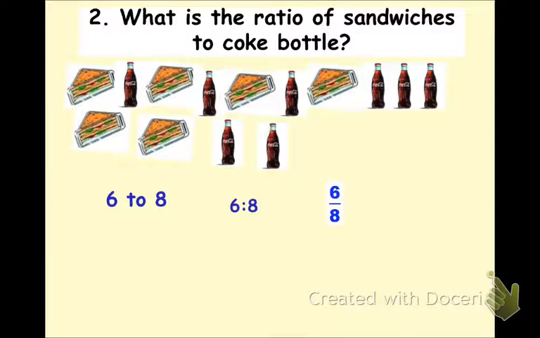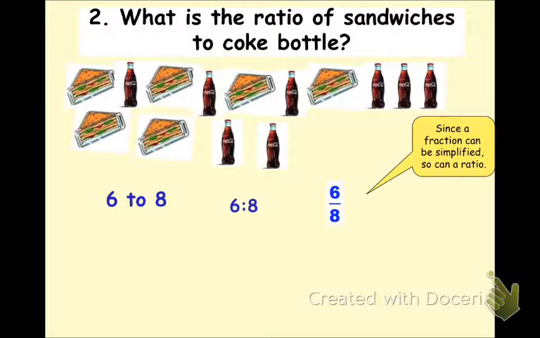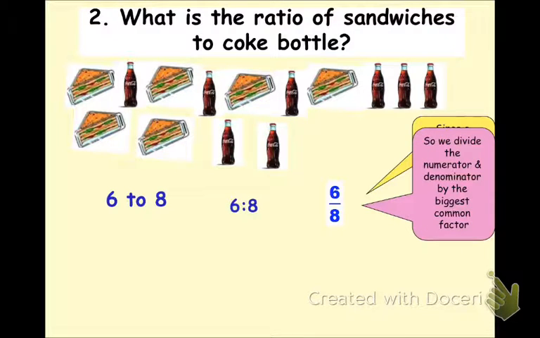One quick thing to look back at in these two examples is the following. Since a fraction can be simplified, so can a ratio, because fractions can be written as ratios, because they are ratios. In this case, 6 and 8 can be reduced. We divide the numerator and denominator by the biggest common factor. In this case, we can simplify by dividing by 2. So I'm going to end up with the ratio 3 to 4, 3 colon 4, or 3 over 4. This comes from dividing by 2.